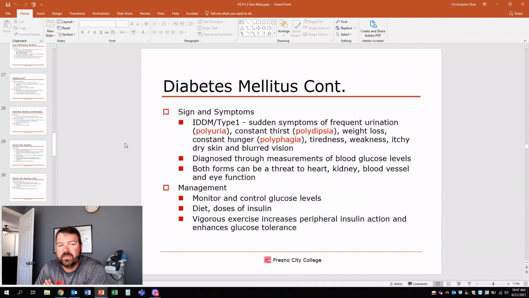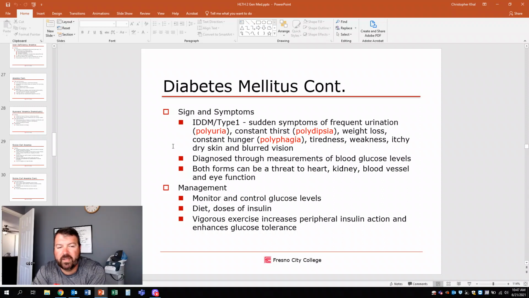So signs and symptoms of diabetes: frequent urination. This is usually with type 1 that you're experiencing this. You're going to have the 3 Ps, which is frequent urination, constant thirst, and constant hunger. So polyuria, polydipsia, and polyphagia. Poly just means multiple or many. Uria is urination, multiple thirst, and multiple hunger. So that's a common one with type 1.